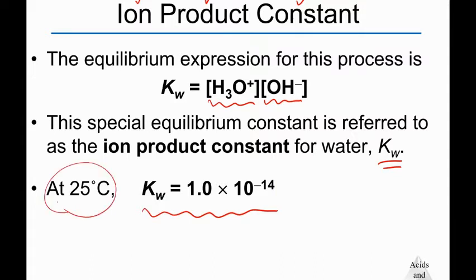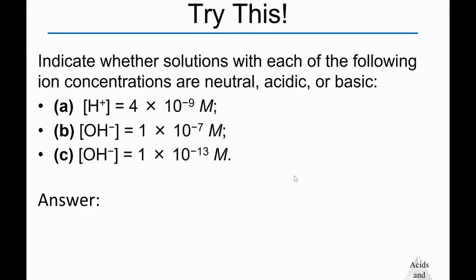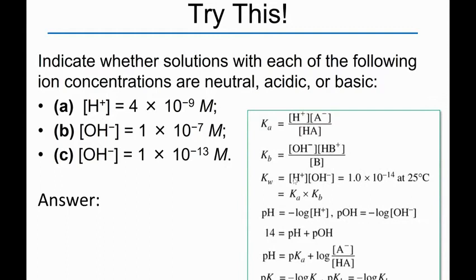Now, it's important that we say this is at 25 degrees Celsius because this number actually changes, and more of the water molecules will ionize as temperature increases. So we just always assume that this is happening at 25 degrees Celsius. So let's try this. Indicate whether the solutions with each of the following ion concentrations are neutral, acidic, or basic. Now, just to help you out with this, remember on your equation chart, you have a bunch of formulas. And so one of the things that I want you to do is take a really good look right now, right here.